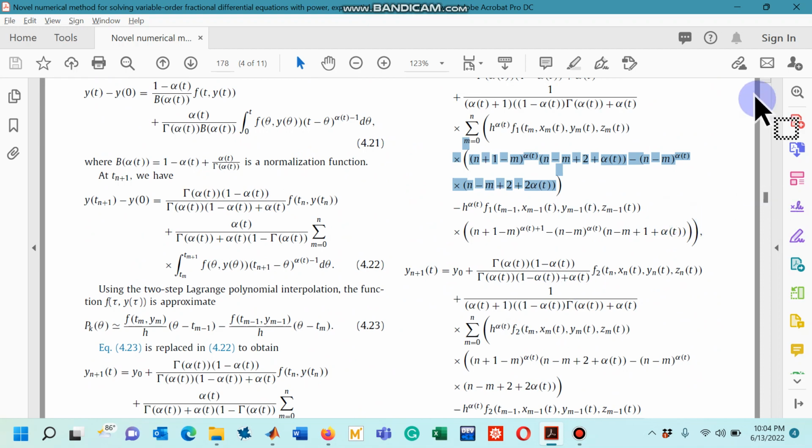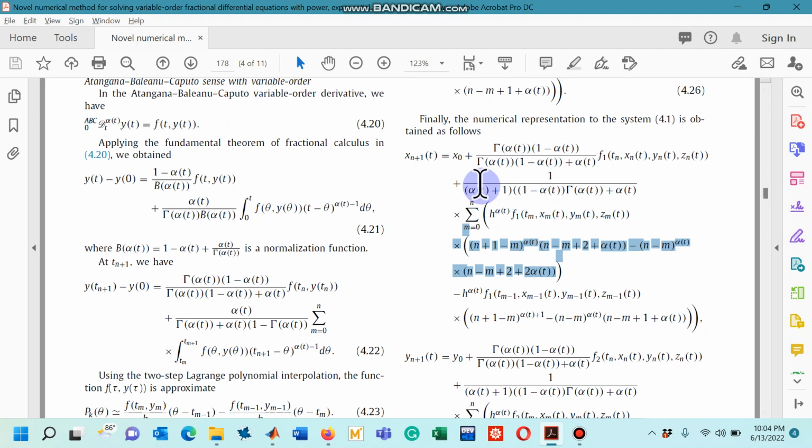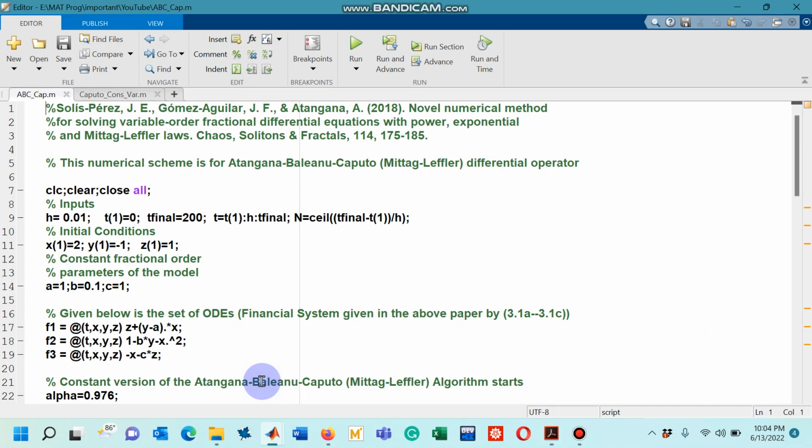You can see here that the numerical scheme is denoted by the first equation for x, second equation for y, and also third equation for the z variable. Since the system that is being simulated is the financial system in this research paper, it contains three governing equations. Now let me show you the code for the scheme that I had just shown you.